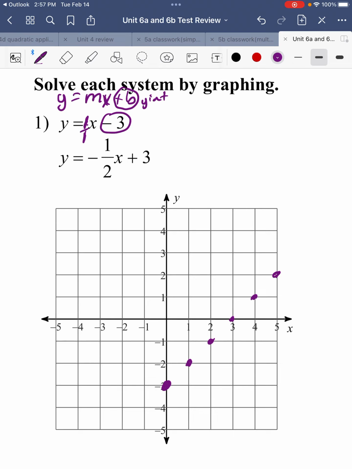Up 1, right 1, up 1, right 1, up 1, right 1. Instead of going up and right, you can also go down and left. And there's my first equation represented as a line.